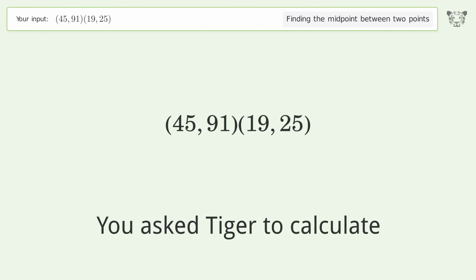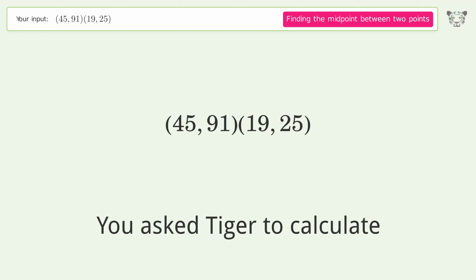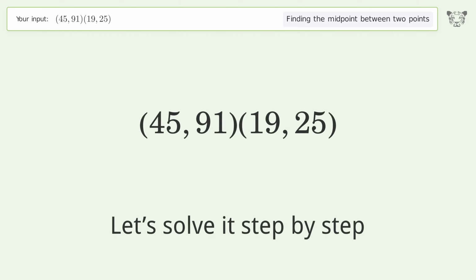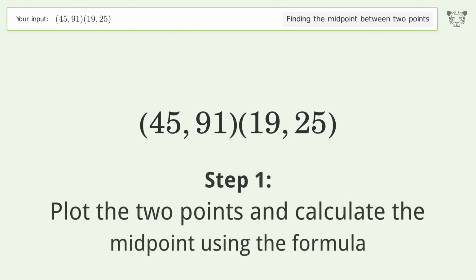You ask Tiger to calculate. This deals with finding the midpoint between 2 points. The midpoint between the 2 points is 32,58. Let's solve it step by step. Plot the 2 points and calculate the midpoint using the formula.